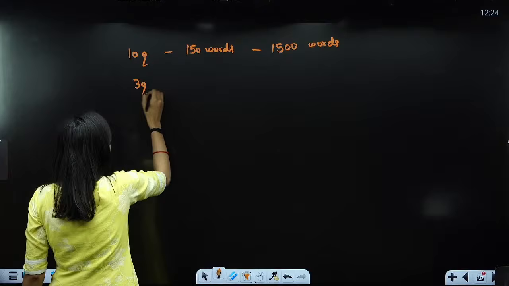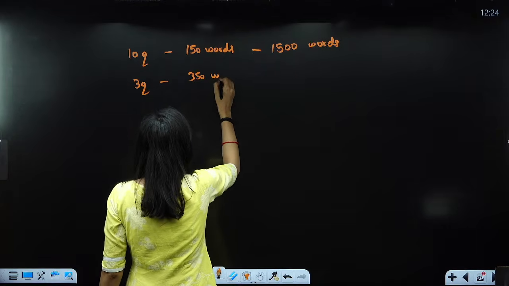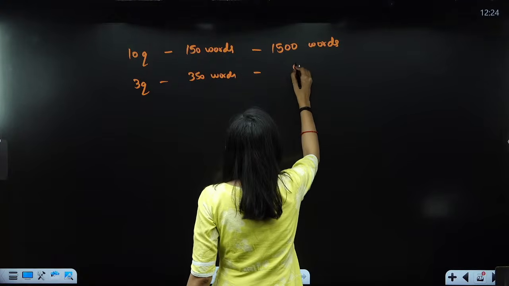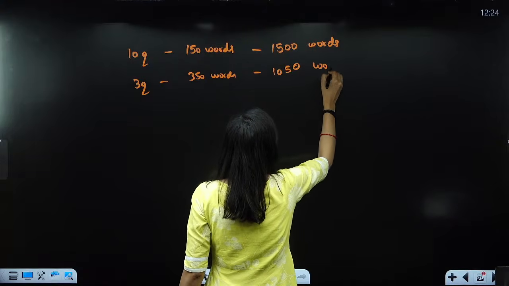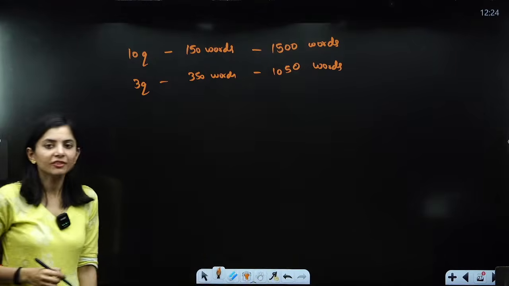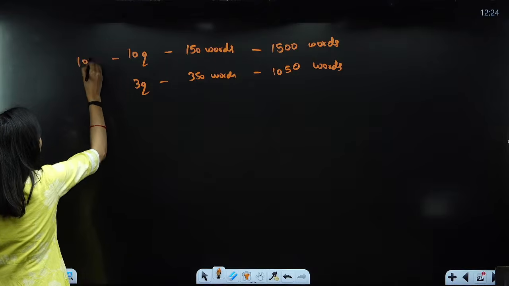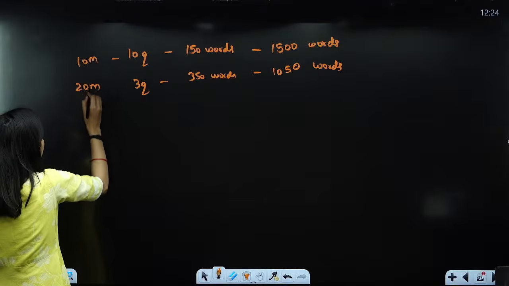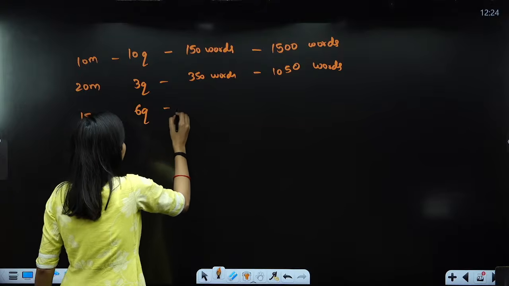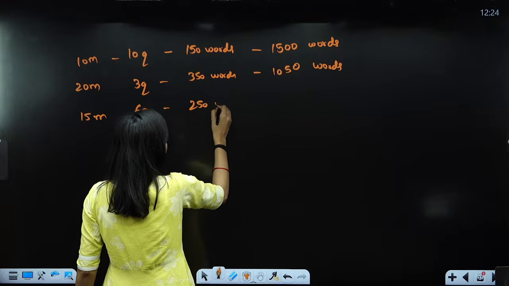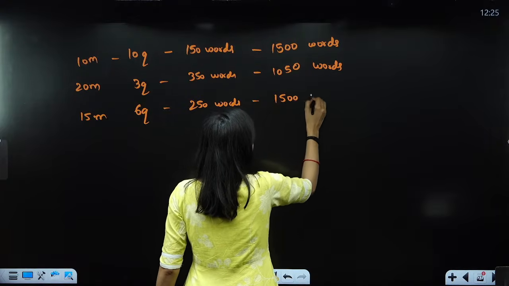For 3 questions of 20 marks, 350 words each, you have to write 1050 words. Let me write down the marks also: 10 mark, 20 mark, 15 marker. There would be 6 questions of 15 marks, each 250 words. That is 1500 words again.